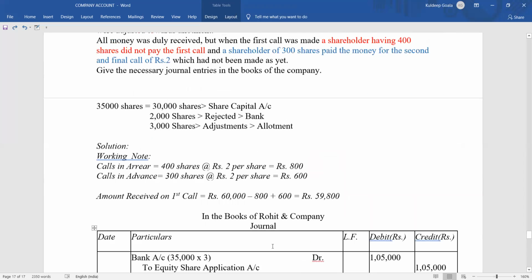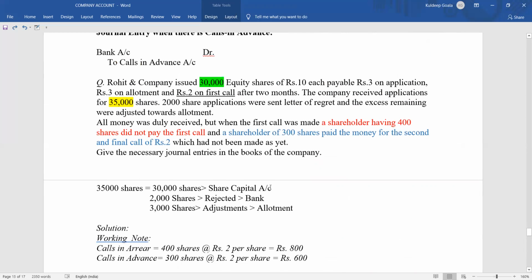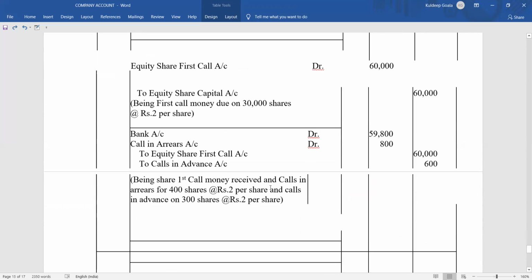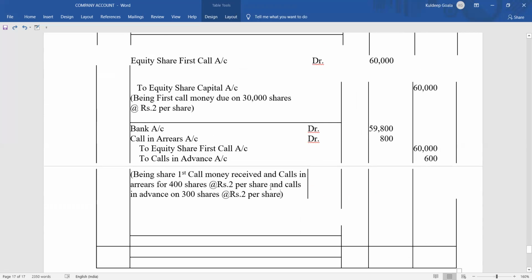Now let's see if anything else is there. No, the second and final call has not yet been made, so it will remain up to here. I hope all of you have understood this part and this question is clear to all of you.